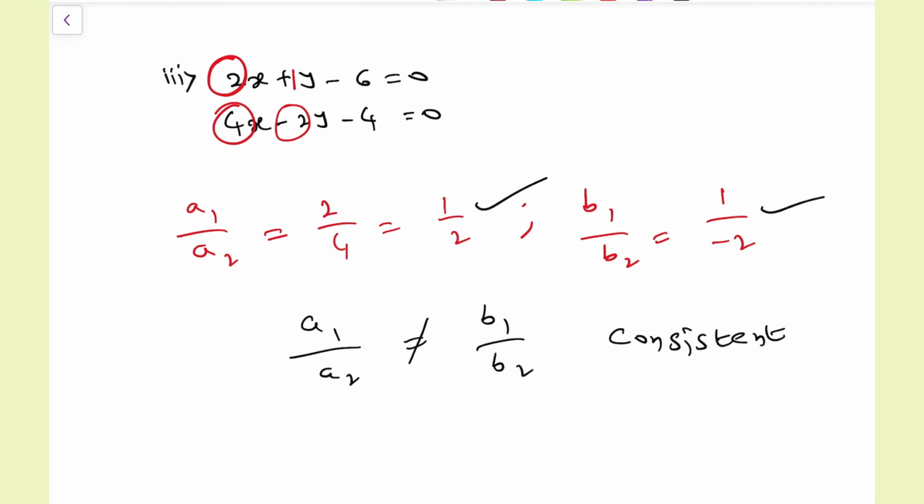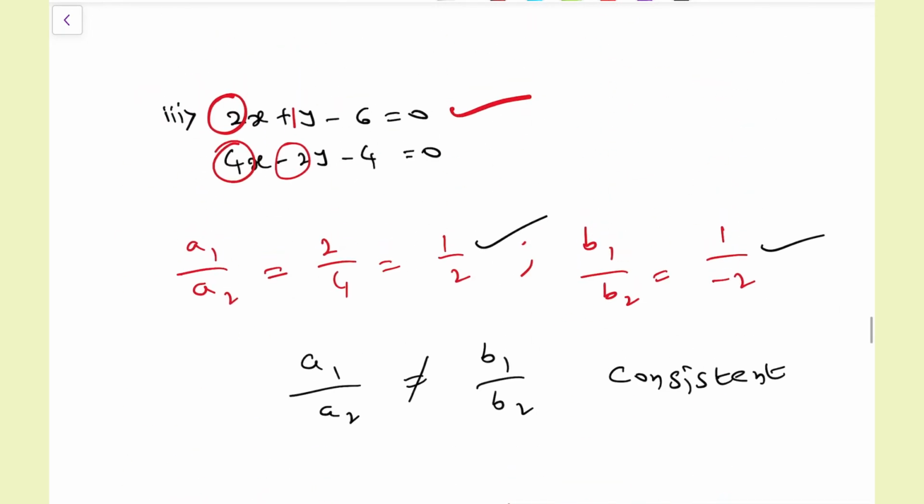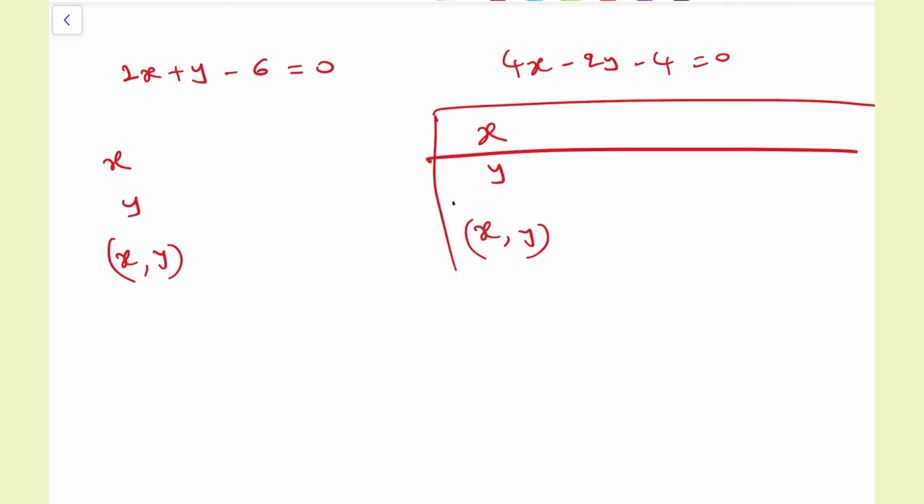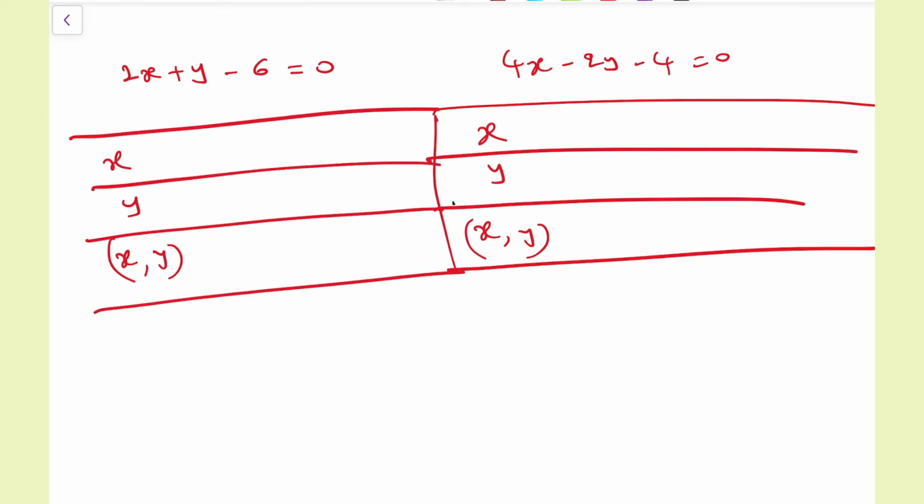So let us take the first equation, 2x plus y minus 6 equals 0, and the second equation is 4x minus 2y minus 4 equals 0. Draw the tables for this: x, y, x comma y. First, for the first equation, in the place of x I am substituting 0.